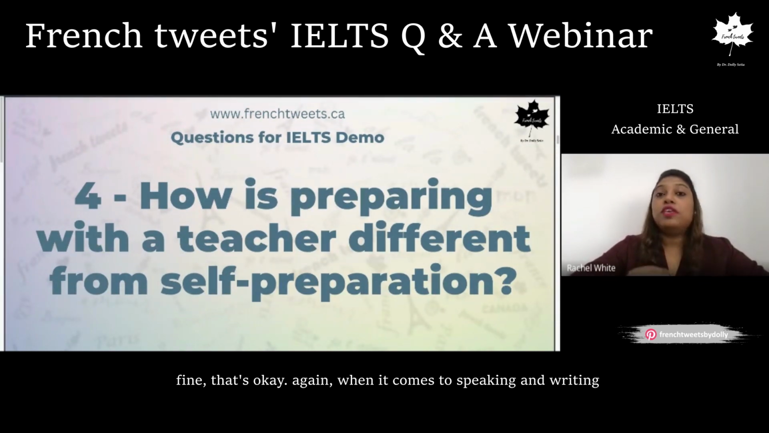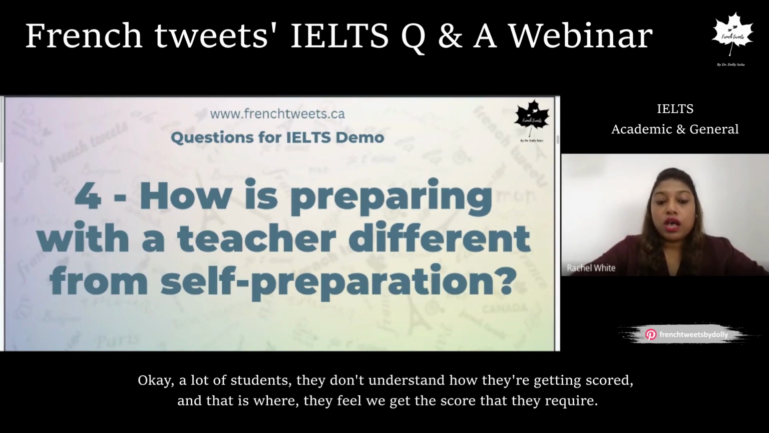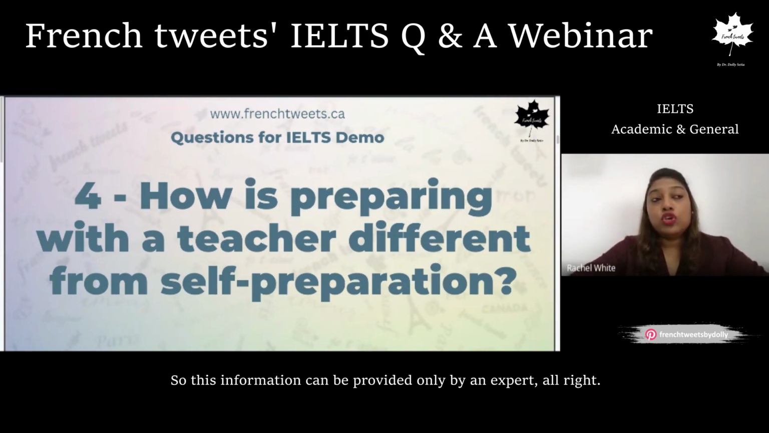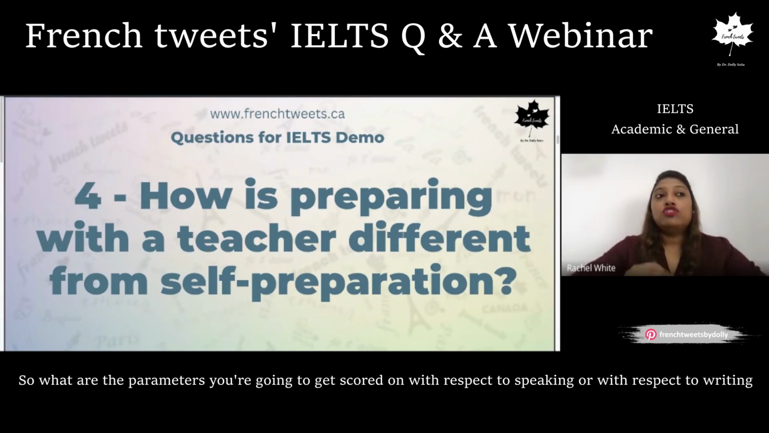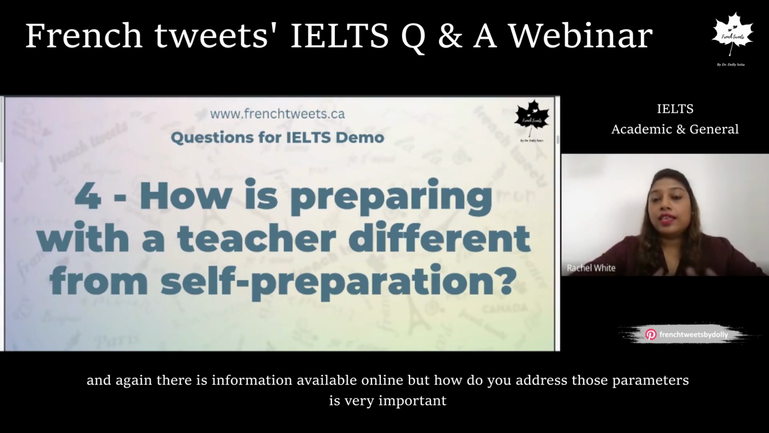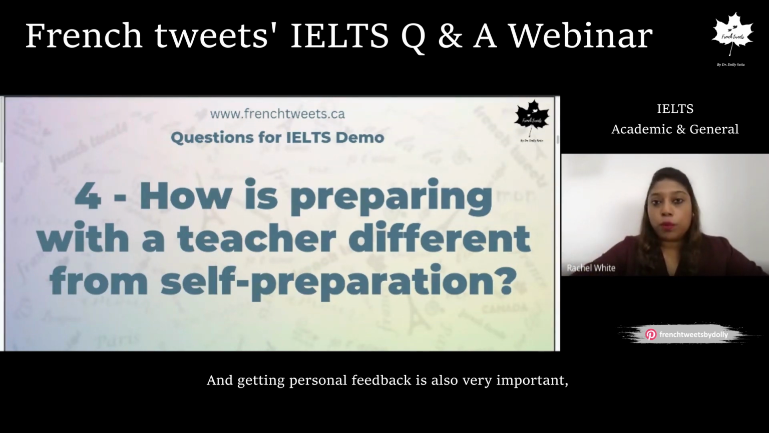But when it comes to speaking and writing, a lot of students don't understand how they're getting scored, and that is where they fail to get the score that they require. So this information can be provided only by an expert. All right, so what are the parameters you're going to get scored on with respect to speaking or writing? And again, there is information available online, but how do you address those parameters is very important.